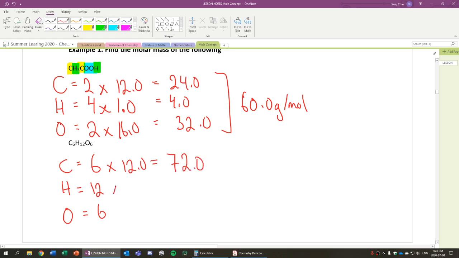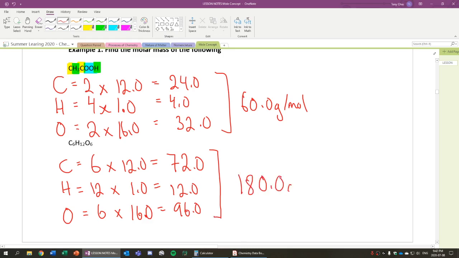We have 12 hydrogens, each one is 1 gram per mole. Our total mass here is going to be 12.0 grams per mole. Oxygen is 16 grams per mole, there's 1 of them, but if you have 6 of them, it'll be 96 grams per mole. So now we add all these. If I put it on my calculator and add them all up, I will get the value of 180.0 grams per mole. So if I have 1 mole of this chemical, I'll have 180 grams of it.